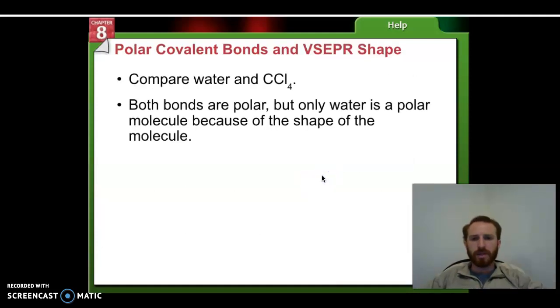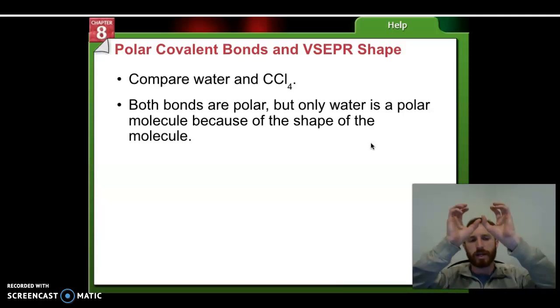So real quickly, let's look at water and CCl4, or carbon tetrachloride. Both of these have polar bonds, but water is polar as a molecule. Okay, so water is hydrogen and oxygen, right? Those individual bonds are polar. So are carbon and Cl. Carbon and Cl would be polar also, but because of the shape of the molecule, right? Water's molecule has that bent shape. It's going to be polar because those two hydrogens are actually going to be pulled upwards by the oxygen.